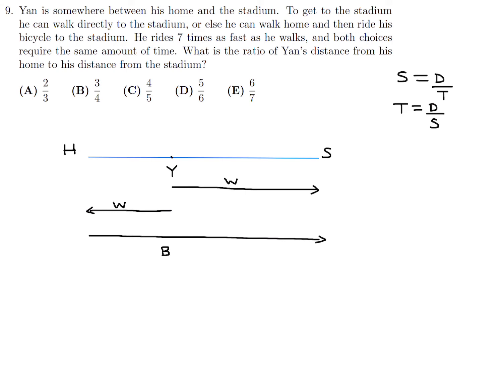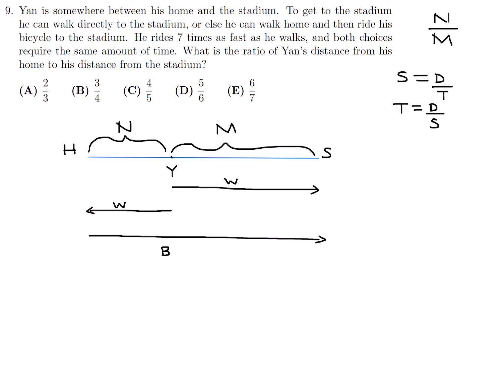So the first scenario, we have this one right here, where he's just walking. So that is distance, which I will call, well, I haven't labeled the distances. From here to here, I'll just call that m. And then this one I'll call n. So what they're really asking for in the question is, what is the ratio of Yan's distance from his home to his distance from the stadium? So in the end, we're going to have to find n over m.